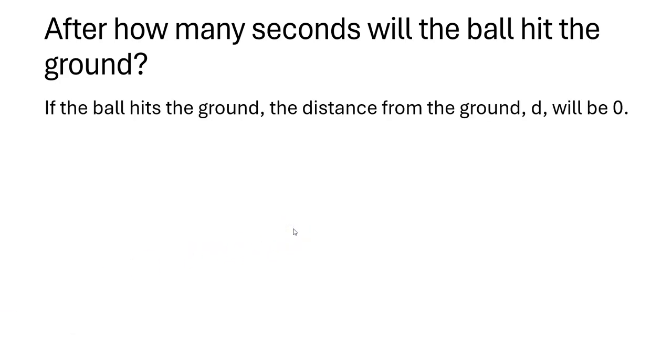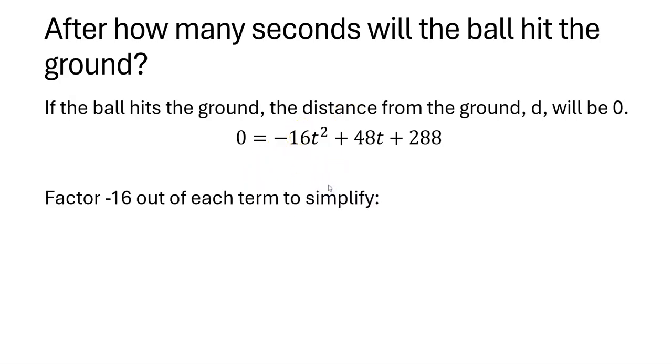Well, we know if the ball hits the ground, that means the distance from the ground, which is D, will be 0 because it's on the ground. And therefore, we can substitute in 0 for D into our initial formula, and now we have a quadratic that we can solve. So first, let's make this nice and easy. Let's factor out a negative 16 from each term to make our quadratic just a little bit easier to play with. So that gives us 0 equals negative 16 times the quantity t squared minus 3t minus 18.